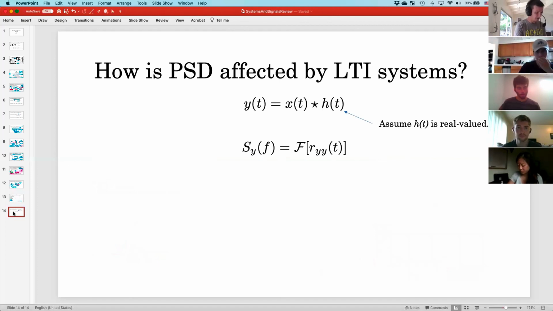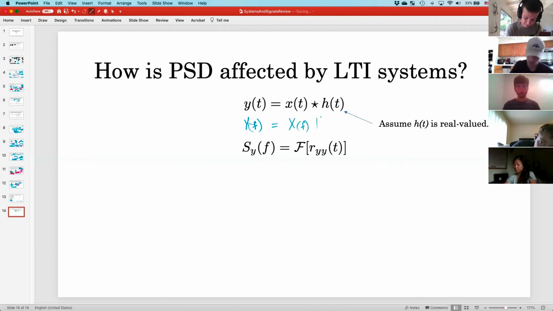Okay, so I think we can close with this quick analysis, which is, if I'm going to be talking about things in terms of their power spectral densities, which is now easier for us to talk about than their Fourier transforms directly, then we should look into how power spectral densities are affected by LTI systems. Okay, so we know that Y of f, the output of this system, is X of f times H of f. And we also showed that the power spectral density is the Fourier transform of the autocorrelation of Y.